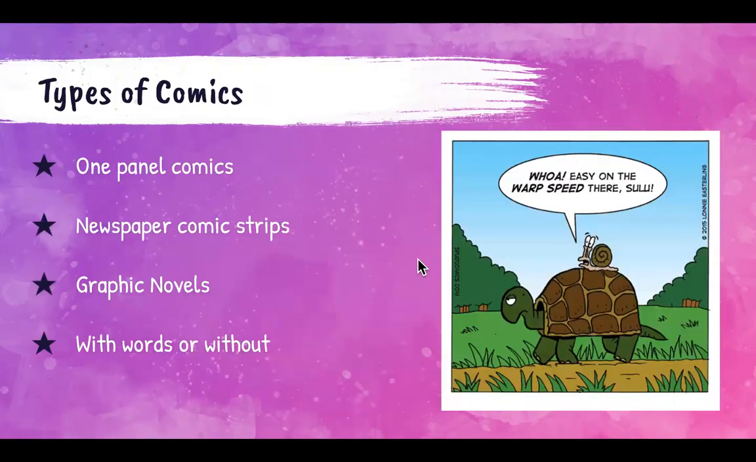Types of comics. There's one panel comics like the comic we see on the right, where a story is just told through one short snapshot. There's comic strips with 2, 3, 4, 5 panels, graphic novels, and some of them have words, some of them don't have words.